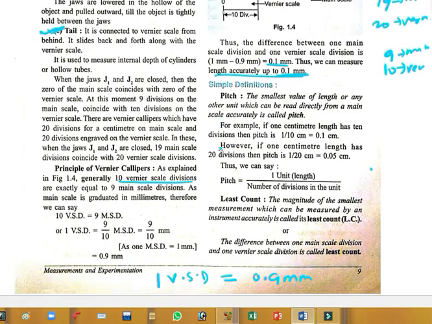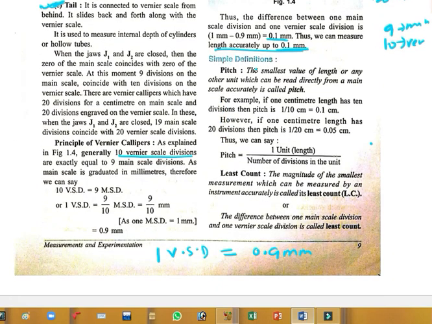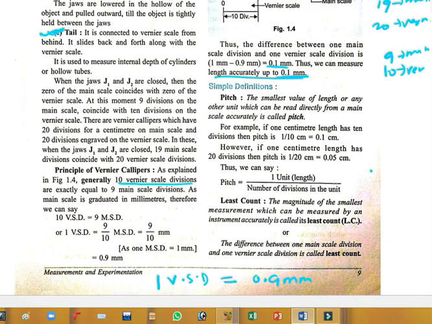Okay. So in the next video we will discuss the definitions of pitch and least count. Till then, prepare this, and if you have any doubt then you can contact me.